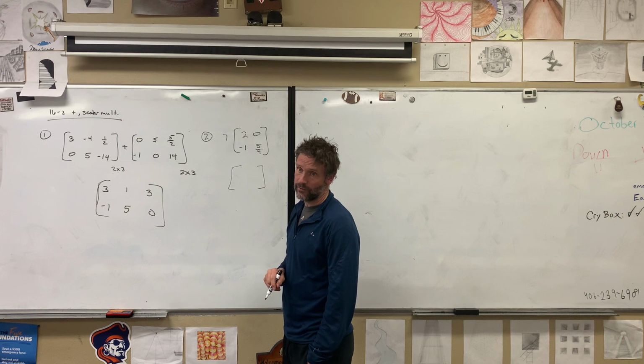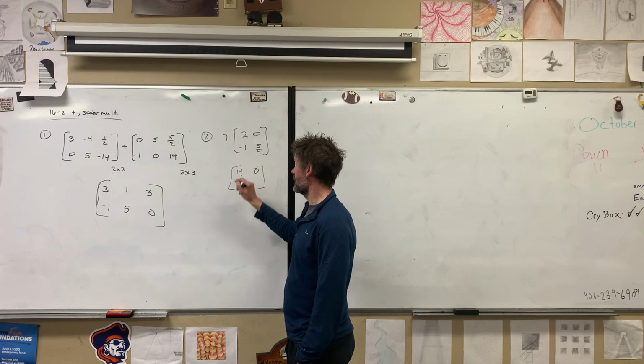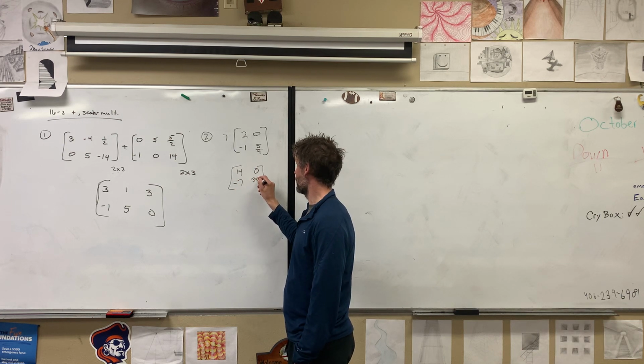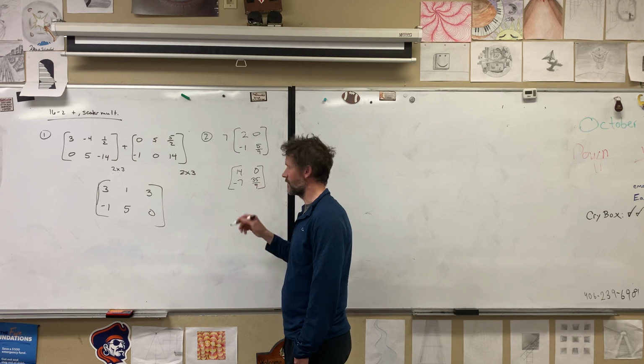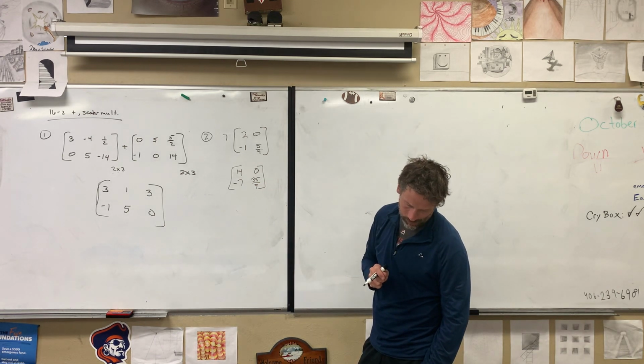So 7 times 2 is 14. 7 times 0 is 0, 7 times negative 1 is negative 7, and then 35/9. Okay, I'll just leave it as such. It probably won't give you too many fractions, but that's what it would be. All right.